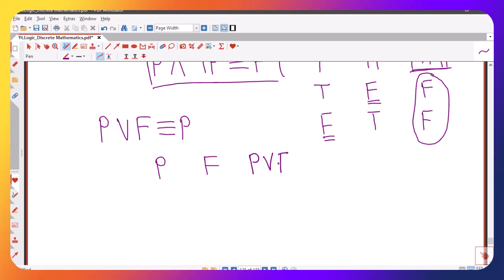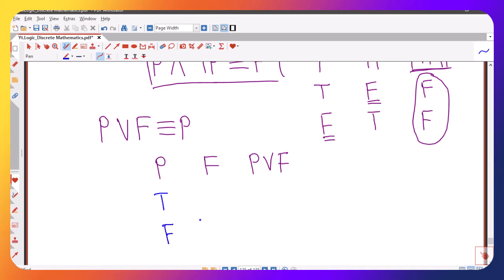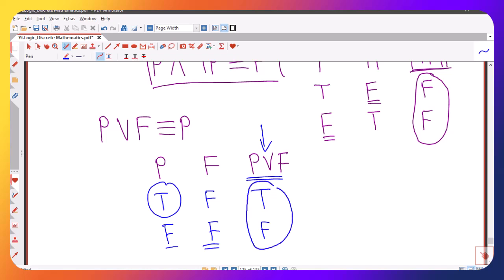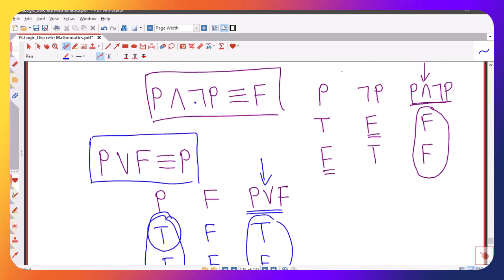We consider truth table. For p there are two possibilities, true and false. For F it is always false, and we are joining by OR operator or disjunction, and we know that disjunction is true if at least one of these two is true. So here p is true, therefore this is true. Here both are false, therefore this is false. And what we obtain is nothing but this variable p. So we can replace p by p or F, and we can replace F by p and negation p.